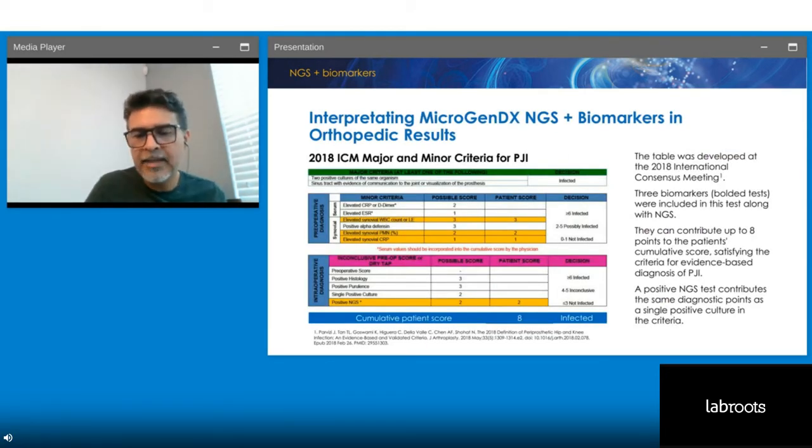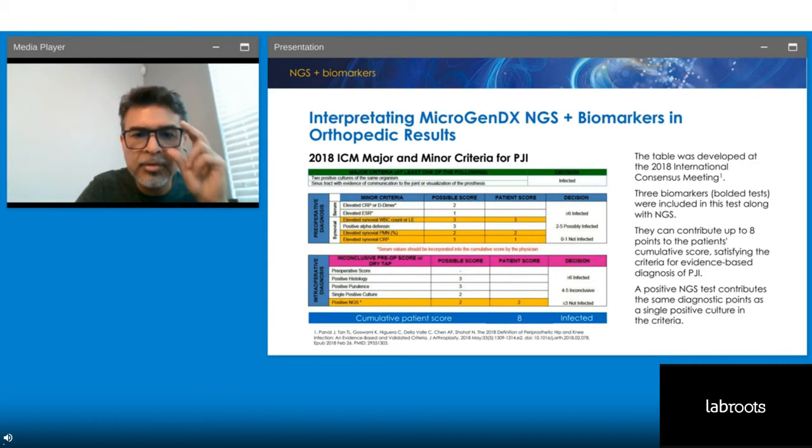One of the important areas currently for NGS is the use of biomarkers. An example is MicroGene result, which is NGS plus biomarkers, and this is offered for orthopedic results. In the 2018 International Consensus Meeting, NGS was introduced as one of the criteria, especially one of the preoperative diagnostic, one of the interpretative diagnostic.